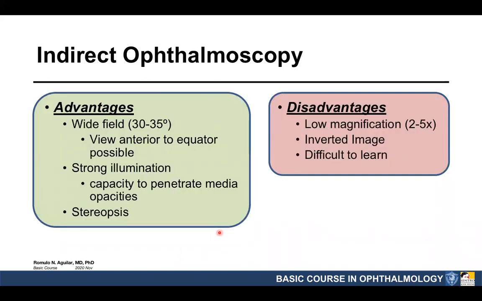The advantages would be the wide field, so you can now view anterior to the equator. Strong illumination, as I said earlier, you can penetrate media opacities, and of course, the most important advantage would be stereopsis. Disadvantage would be the low magnification. The inverted image gives the examiner so much confusion, especially if you are just starting to learn the technique, and it is difficult to learn.